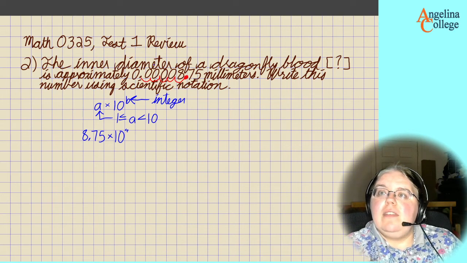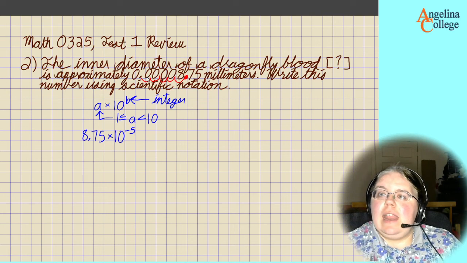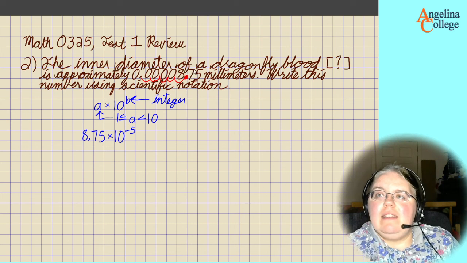I noticed that the number we started with is very small. That tells me that I want B to be negative 5. When you're putting on leading zeros, then you're going to have a negative power of 10 in your scientific notation. If, on the other hand, you're rewriting a large number that would be expected to have more digits out front of the decimal, you would have a positive value.